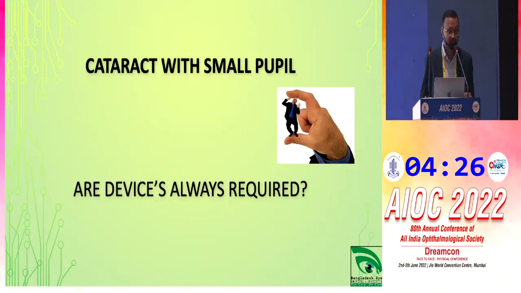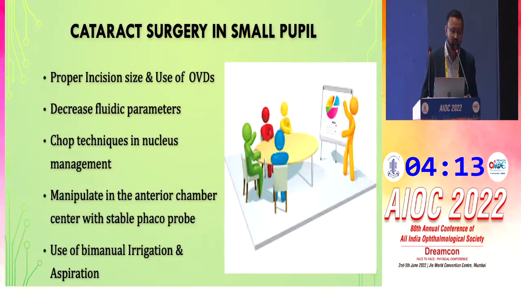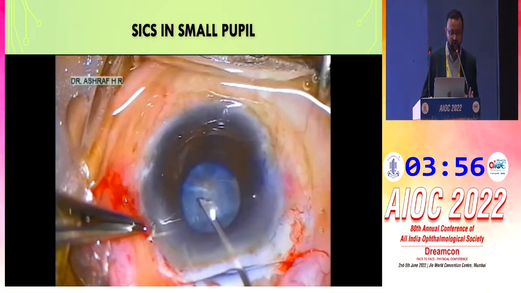But one thing: in cataract with small pupil, is a device always required? I told you, the surgeon's skill, the patient situation and the intraoperative situation are factors where we might not use a device for the small pupil. If we have the plan, we do the proper incision, use the proper OVDs, decrease the fluid parameters, use chop techniques in nucleus management, and use bimanual irrigation aspiration. If we have a proper plan in cataract surgery, we don't need to use the device always.